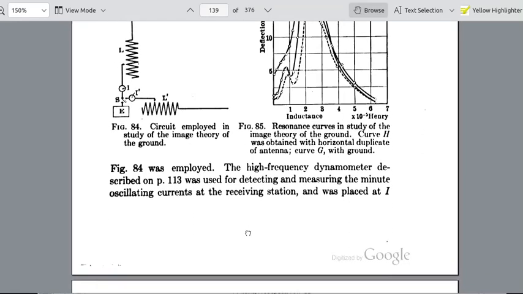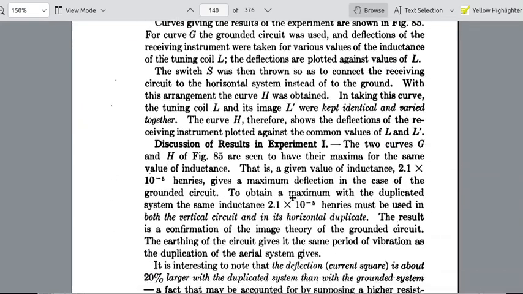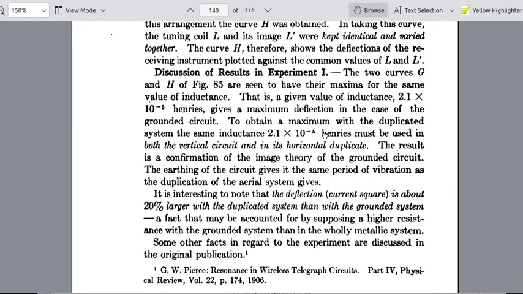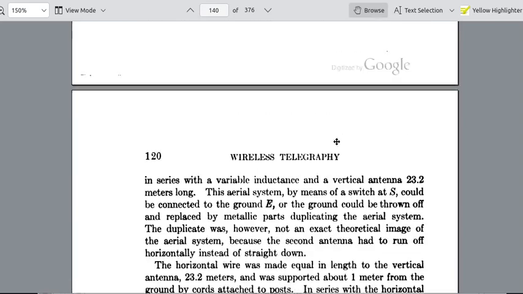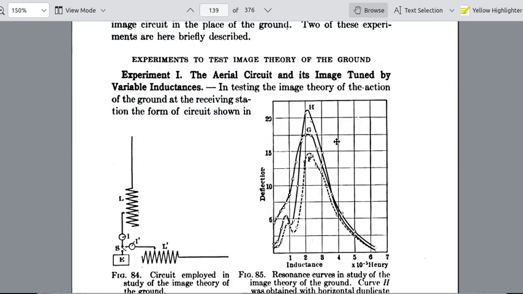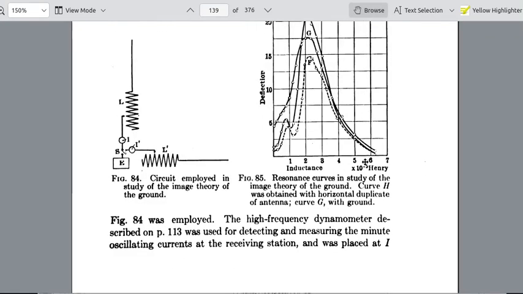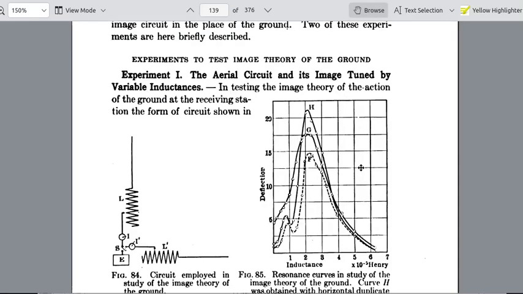The two curves G and H of figure 85 are seen to have their maxima for the same value of inductance. That is, a given value of inductance, 2.1 times 10 to the negative fifth henries, gives a maximum deflection in the case of the grounded circuit. To obtain a maximum with the duplicated system, the same inductance, 2.1 times 10 to the negative fifth henries, must be used in both the vertical circuit and in its horizontal duplicate. The result is a confirmation of the image theory of the grounded circuit. The earthing of the circuit gives it the same period of vibration as the duplication of the aerial system gives.